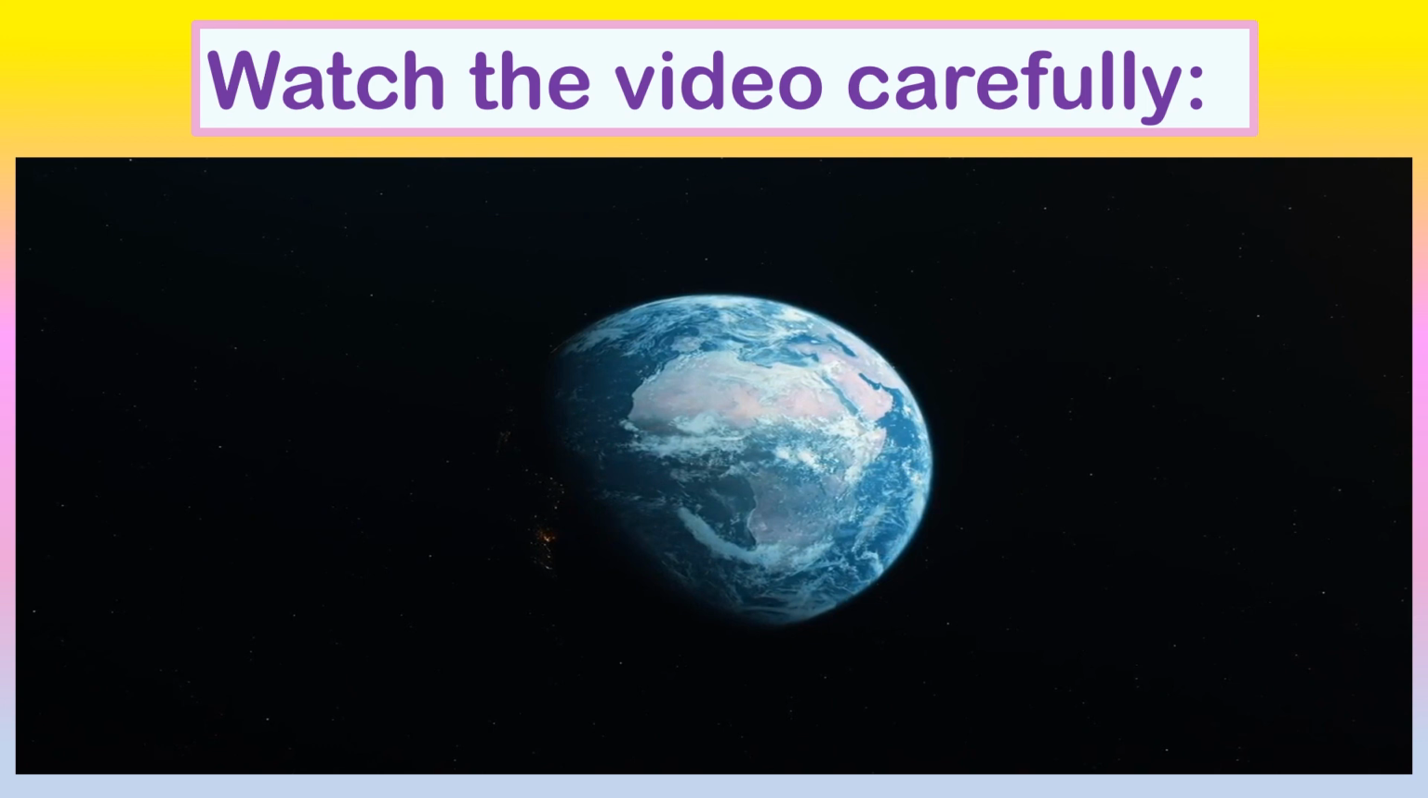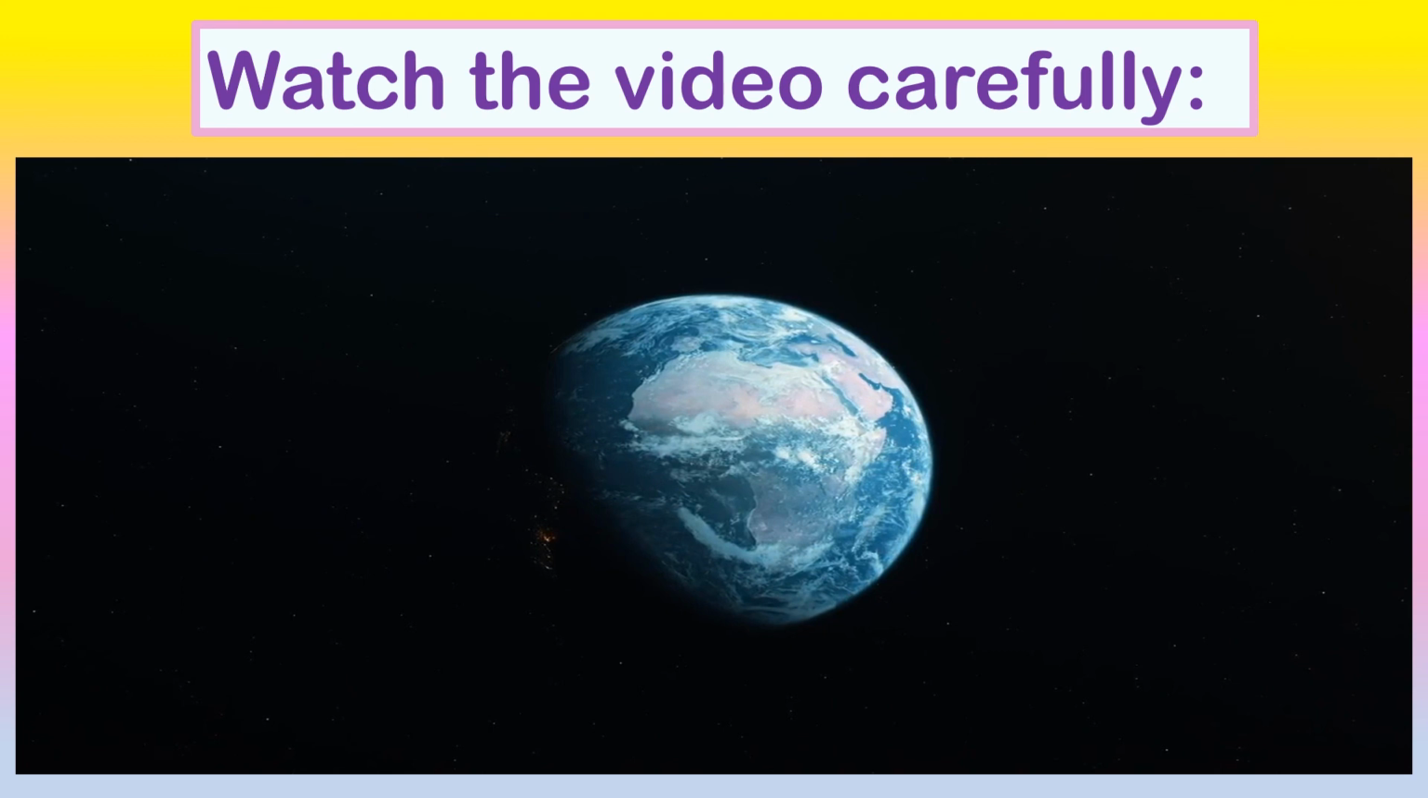Scientists now know that the moon moves around the Earth and that the Earth moves around the sun. But for a long time, people thought that the sun moved around the Earth. This is because it appeared to travel across the sky from the east to the west every day.